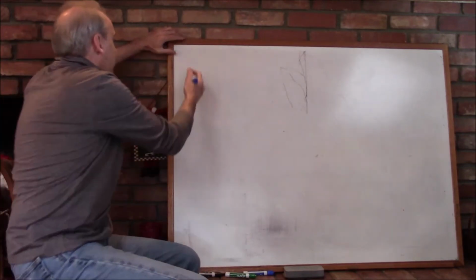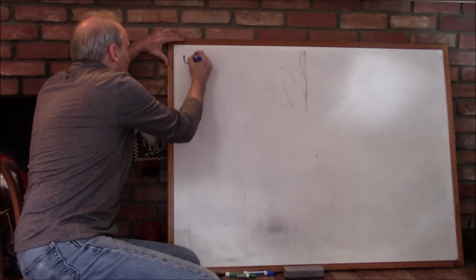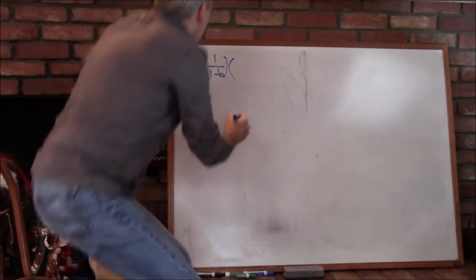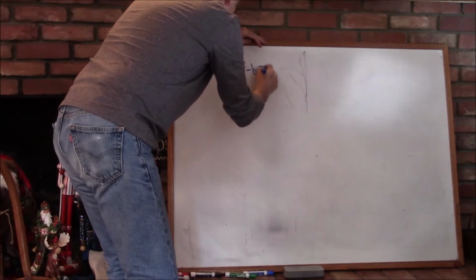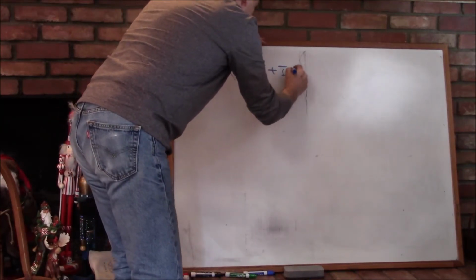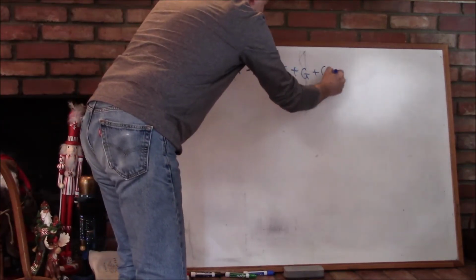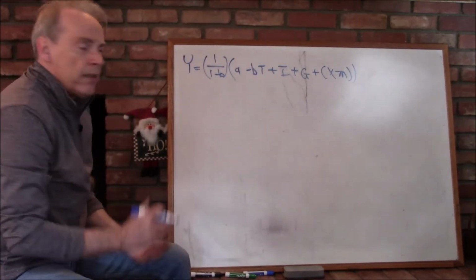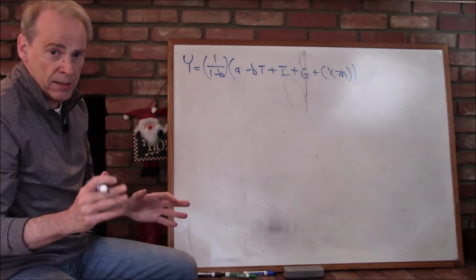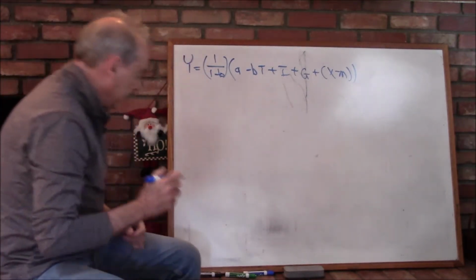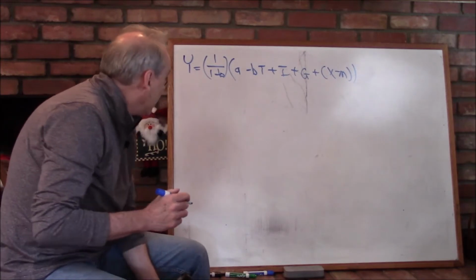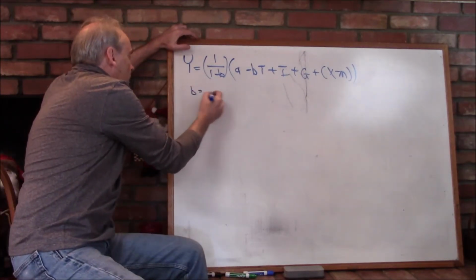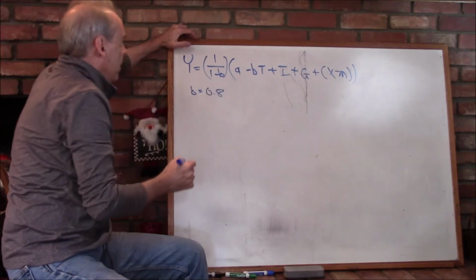Let me see if I remember the equation. Y is equal to 1 over 1 minus b times a minus bt plus I plus g plus x minus m. All right, here's our equation. And let's make up some numbers here, because this is going to be the easiest way to make this point. Let's say that b is equal to 0.8. Let's not use the same b all the time.